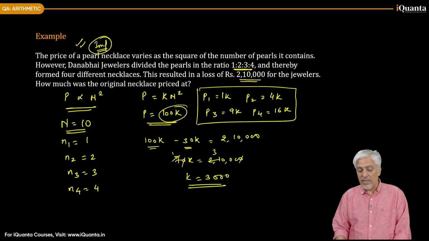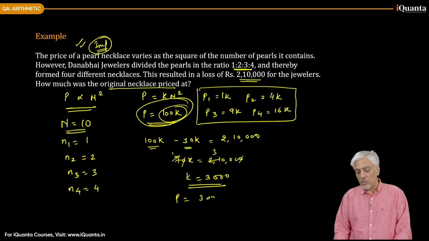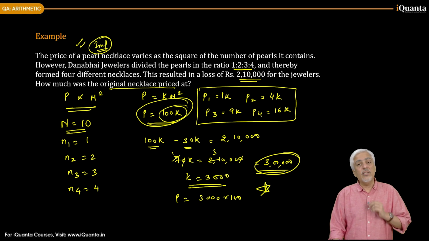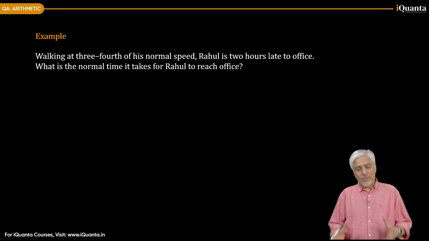What have they asked for? Read it very carefully. They've asked for the original price of the necklace. Original price was 100K. K is 3,000. So the original price will be 3,000 multiplied by 100, which will be 3 lakh rupees. Right? Again, a very important question. I would suggest you go through it really carefully. You will definitely see some questions like this later. Let's have a look at the next question.